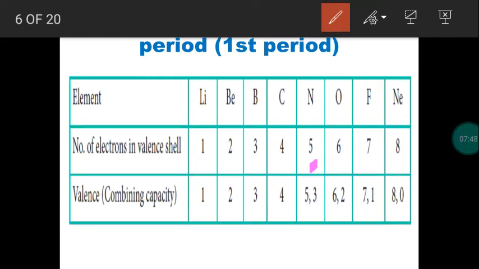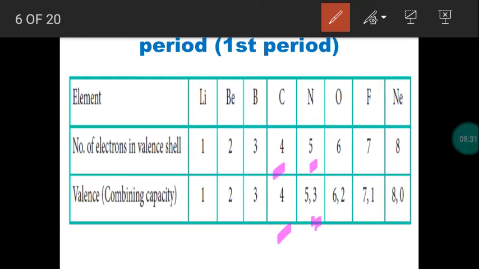So 5 will be the valency of nitrogen, and also the valence electrons should be subtracted from 8. So 8 minus the valence electrons is called a valency. Here we have to consider two things. When the valence electrons are up to 4, you take that as the valency. But when the valence electrons are more than 4, take the valence electrons as the valency, as well as 8 minus the valence electrons. So 8 minus 5, 3 is the valency.